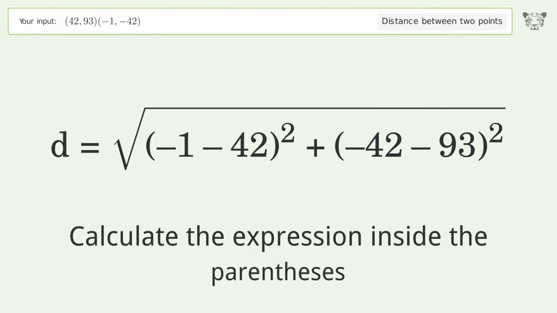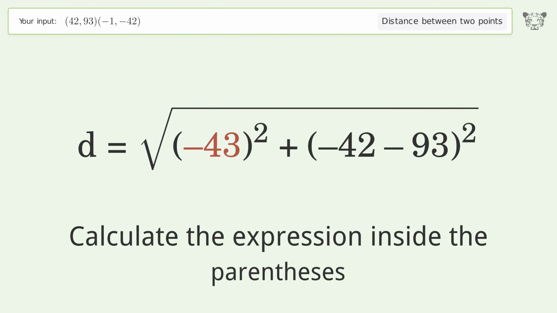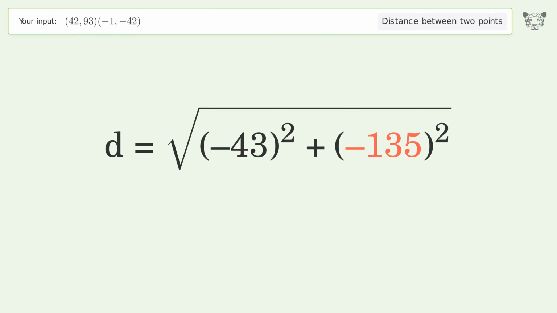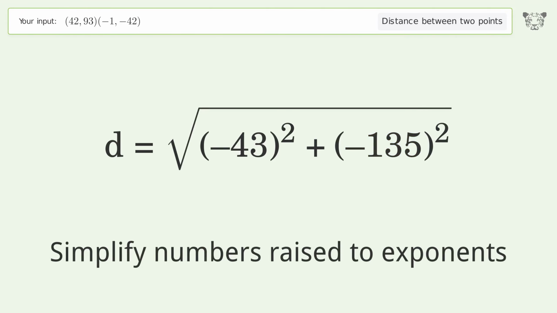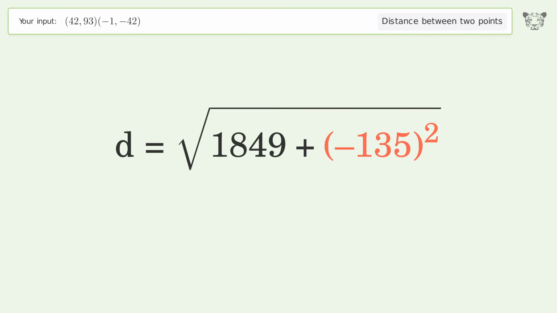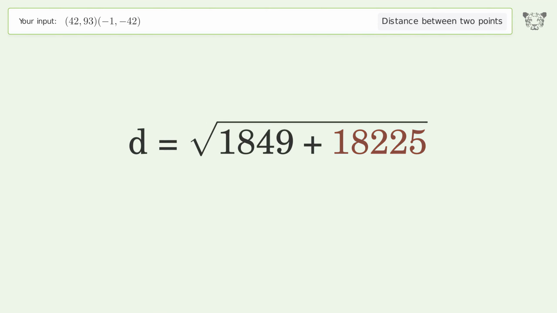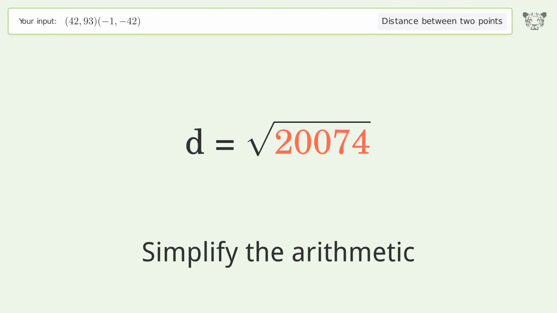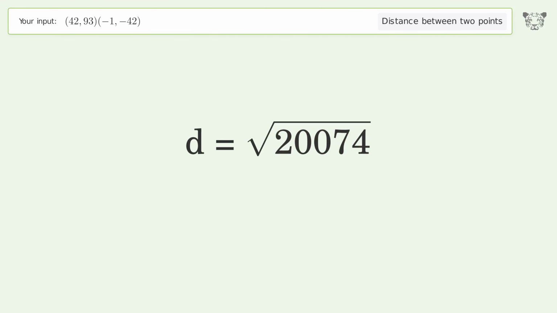Calculate the expression inside the parentheses. Simplify numbers raised to exponents. Simplify the arithmetic. And so the distance between the 2 points is the square root of 20,074, or 141.683.